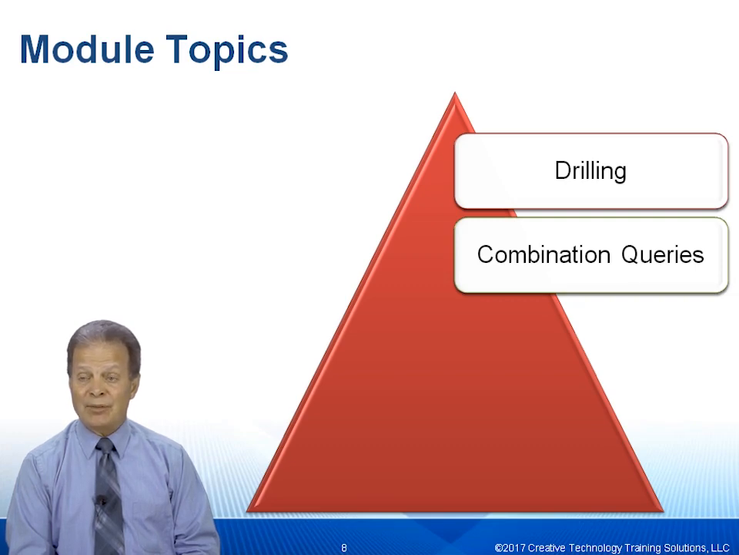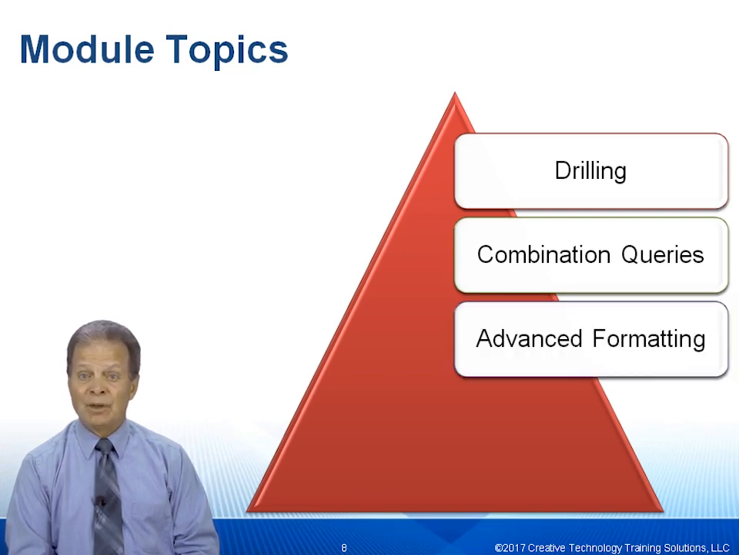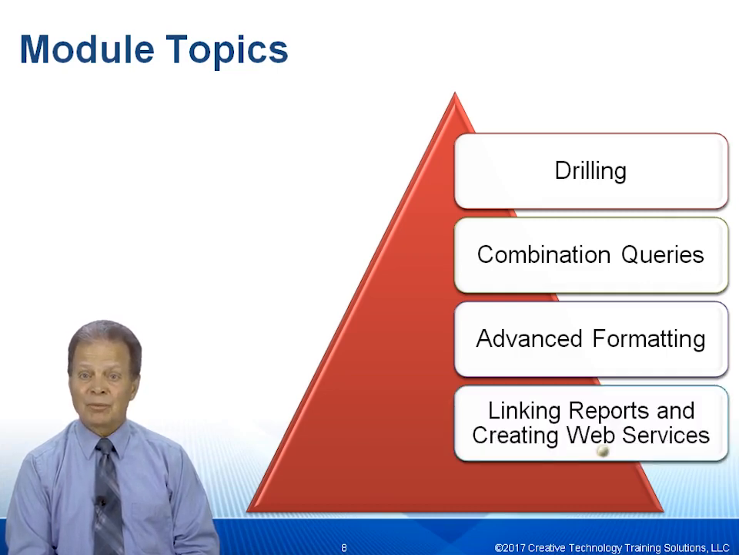Combination queries is part of that, doing a union or an intersect or a minus across two or more queries from the same single universe. Advanced formatting, of course, as well, applying things like conditional formatting into a master detail report in the master sections, applying the hide functionality in a master detail block, linking different blocks together as we discussed earlier as well. And the linking is an important part of it.